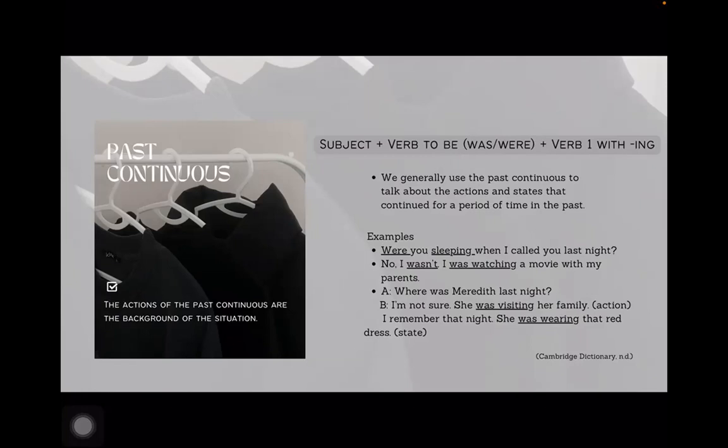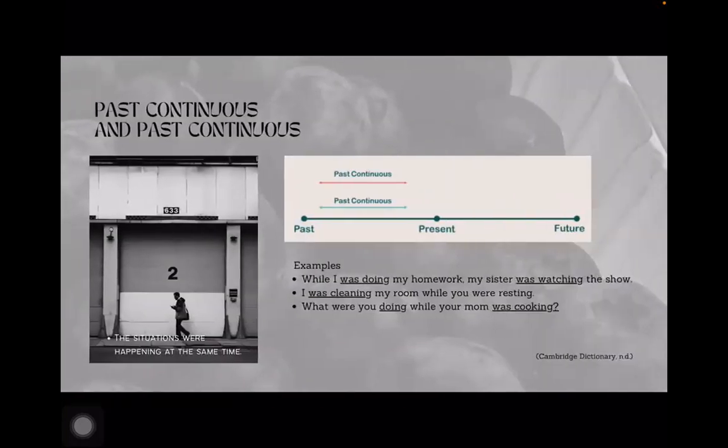This means that, at some period of time, the person is talking about the action that she was doing at that time. For the next one, past continuous and past continuous. As I have said, it's possible to have two situations happen at the same time for a period of time. Like in this example, when I was doing my homework, my sister was watching the show, and two situations are happening at the same time.